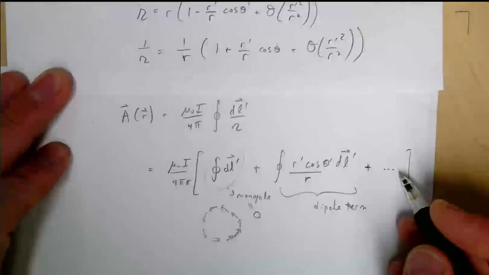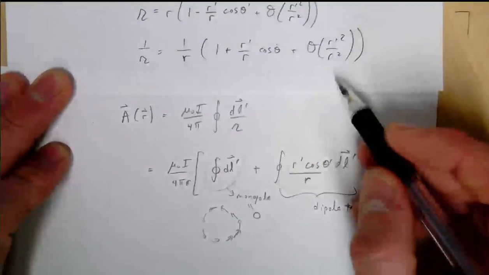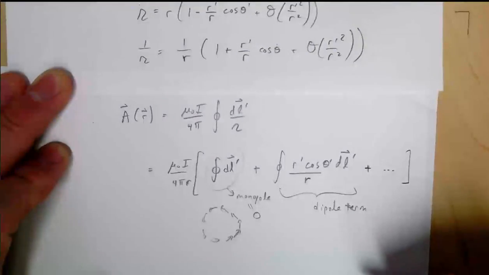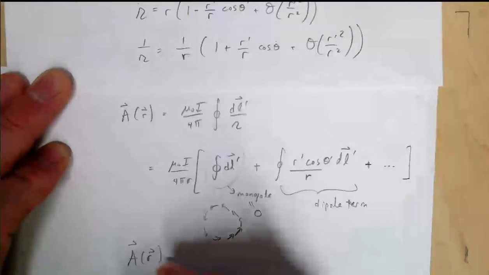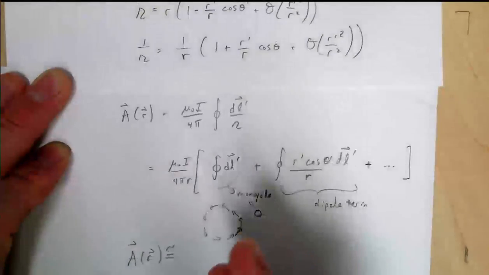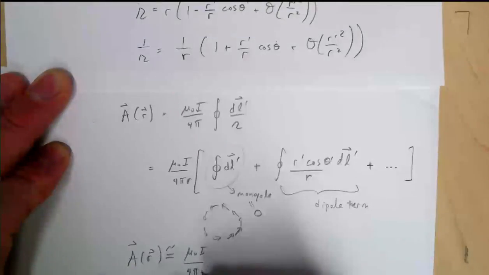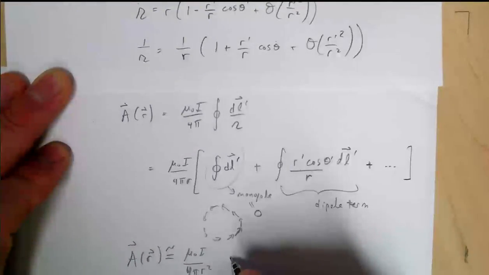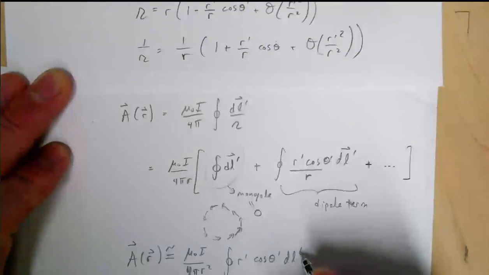Each successive term, if we were to continue to include the r prime squared terms and so on, gives an extra 1 over r each time we go to the next order. So to first order, A of r is approximately equal to mu naught I over 4 pi r squared times the integral of r prime cosine theta prime dl prime.